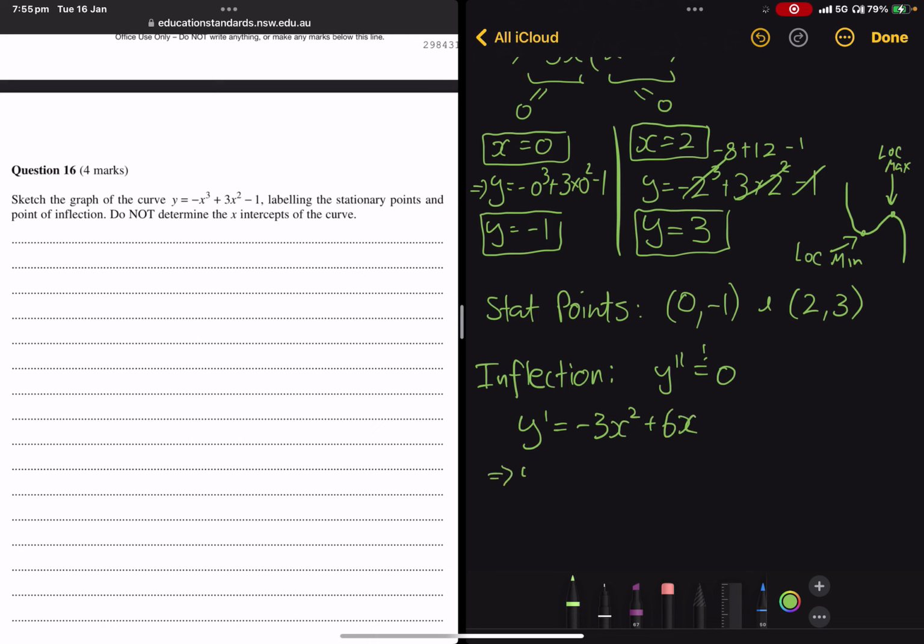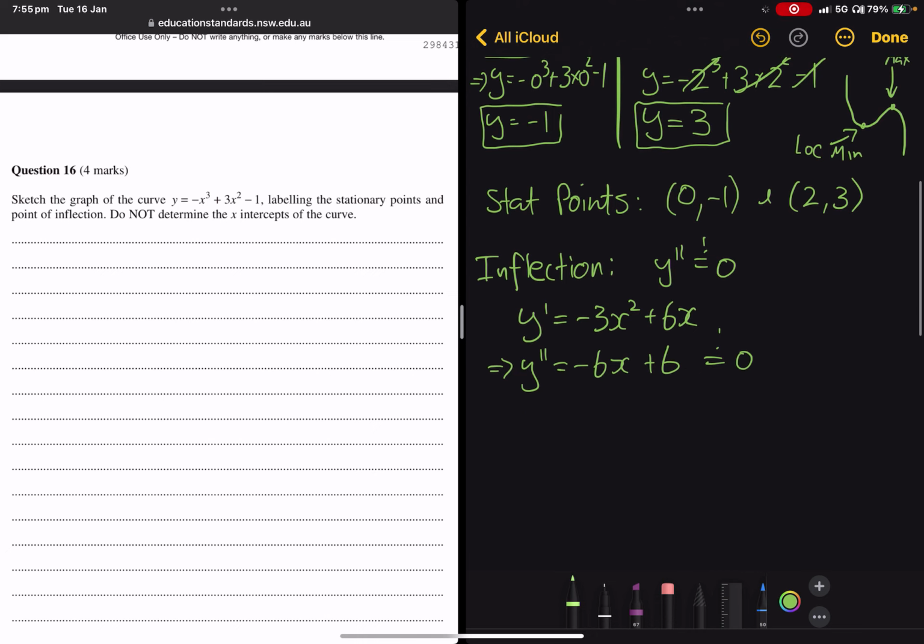So this means y double prime is going to be minus 6x plus 6. We have to set this equal to 0. Add 6x to both sides, we get 6x equals 6, divide both sides by 6. This gives us x equals 1. So x equals 1 is the x coordinate of the point of inflection.